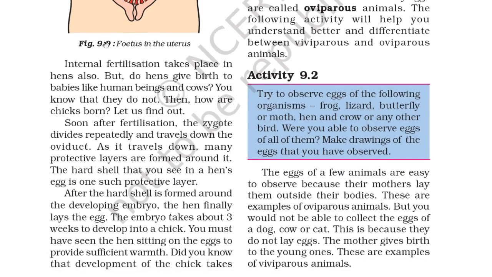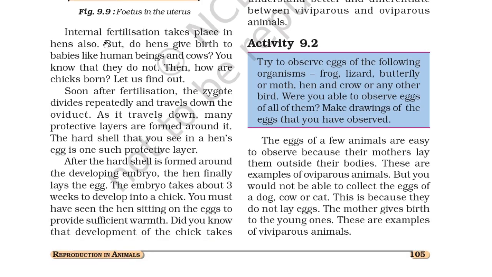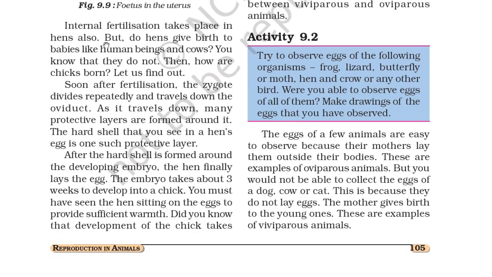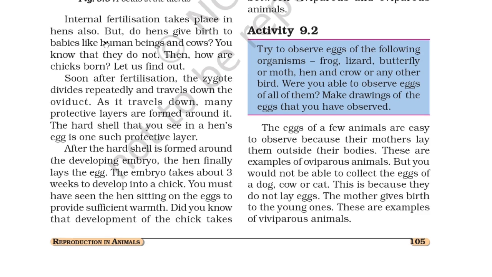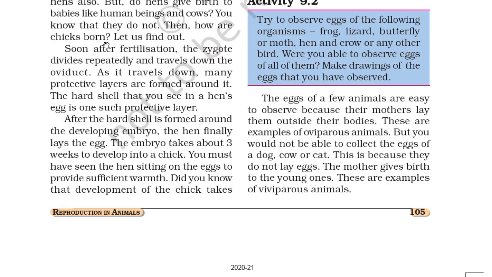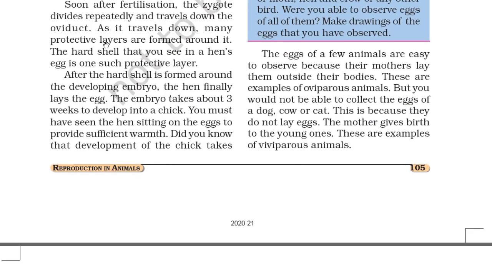Activity 9.2. Try to observe eggs of the following organisms: frog, lizard, butterfly or moth, hen and crow or any other birds. Were you able to observe eggs of all of them? Make drawings of the eggs that you have observed. The eggs of a few animals are easy to observe because their mothers lay them outside the body. These are examples of oviparous animals, but you would not be able to collect the egg of a dog, cow or cat. This is because they do not lay eggs.